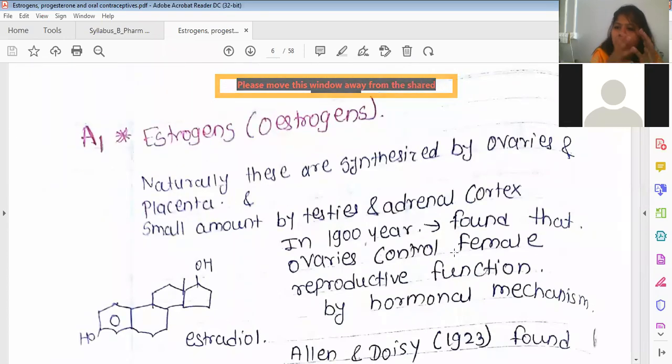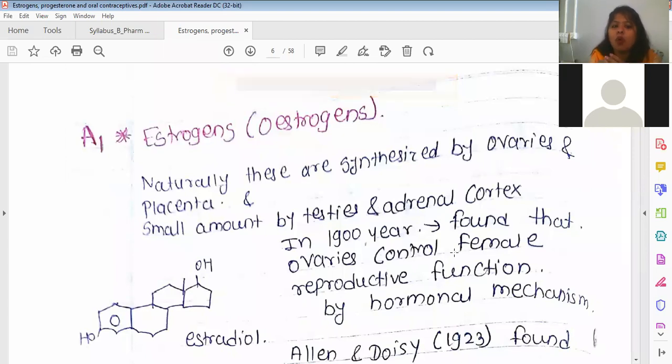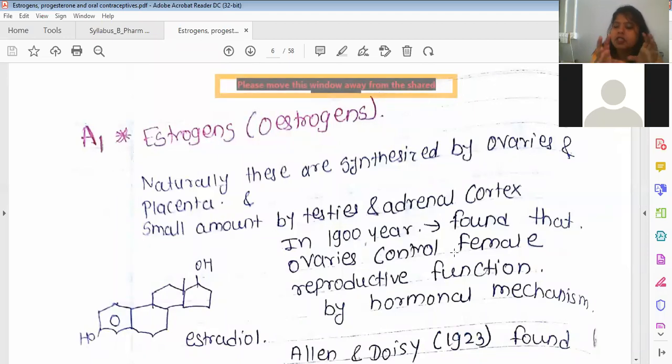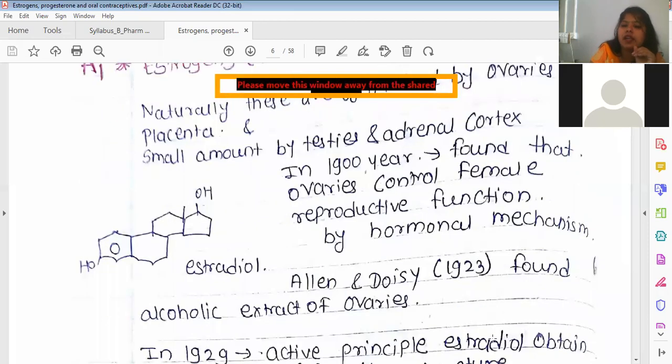Then we will study the focused part, that is the estrogen. What is the estrogen? It is naturally synthesized by the ovary and the placenta. Where is the estrogen synthesized in the body? Ovary and the placenta. A small amount of the estrogen is also secreted by the male in their testes and the adrenal cortex.